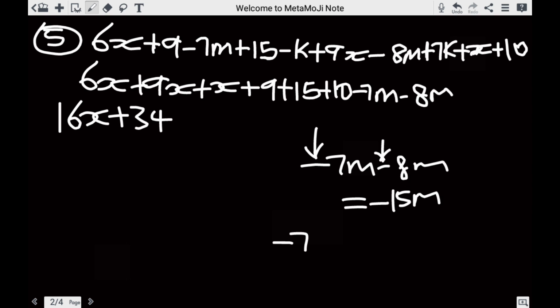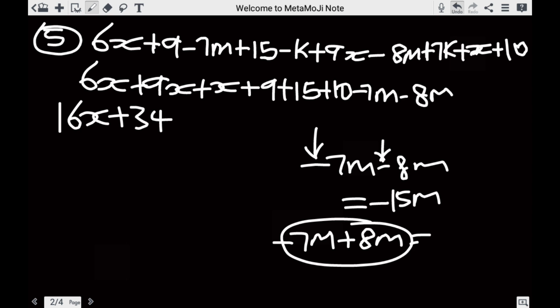But what if it is minus 7m plus 8m? If it was something like this, what will you do? Will you add them? Will you just choose any sign that you like? No, you will not choose it just as you choose it when the signs were the same. If the signs are not the same, here's what you do. 8 is bigger than 7.